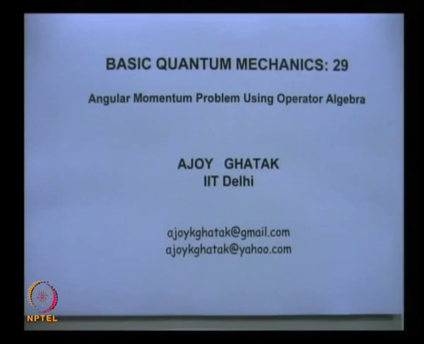In the following lectures we will be discussing the eigenvalue spectrum of the angular momentum operator using operator algebra. In the last lecture, we discussed that if there are two observables denoted by the operators alpha and beta, and if they commute, then they will have simultaneous eigenkets.